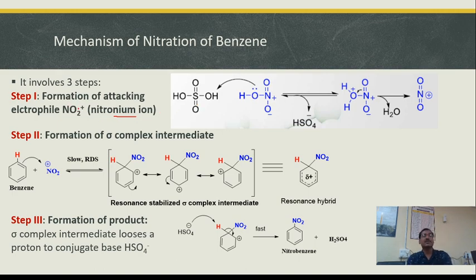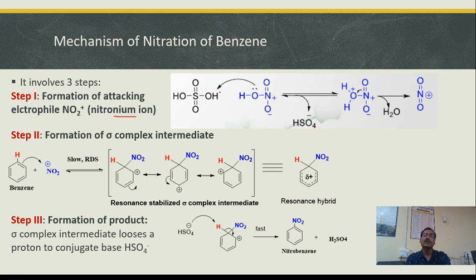The first will be the formation of the attacking electrophile, the second will be the formation of the sigma complex intermediate, and the third will be the formation of the product, which is eventually formed by the loss of a proton in the last step. So let us have a look at these steps one by one. How is the nitronium ion formed? You know that sulfuric acid is stronger than nitric acid. Even though nitric acid will ionize as H plus and NO3 minus, in the presence of H2SO4 it will ionize in a different manner.